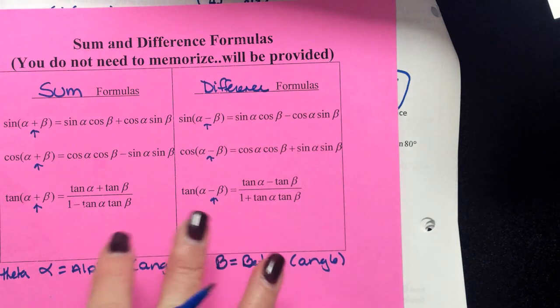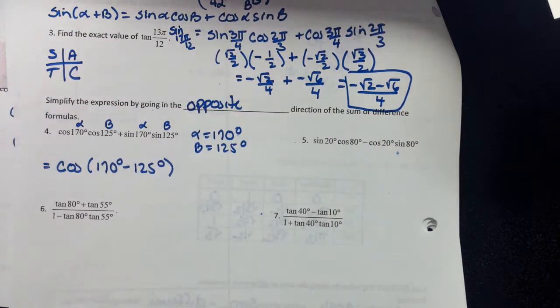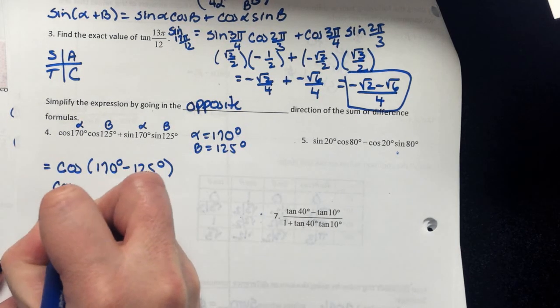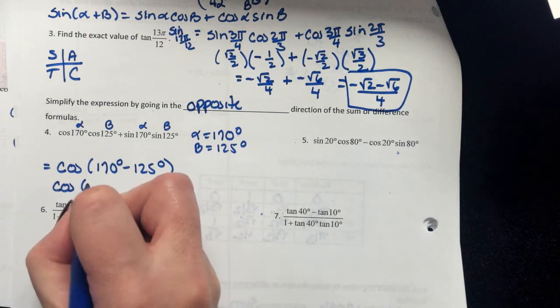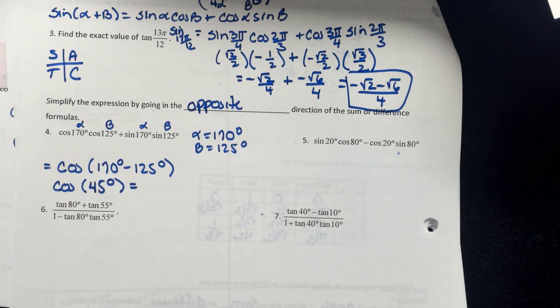Again, you don't have to memorize these formulas. This sheet will be given to you. You just have to make sure you know how to work them. What is 170 minus 125? 45 degrees. And what is the cosine of 45? Square root 2 over 2.